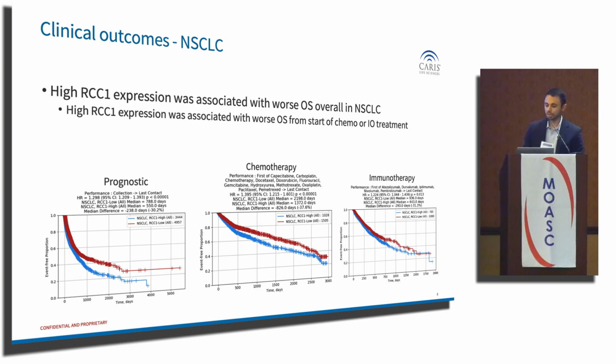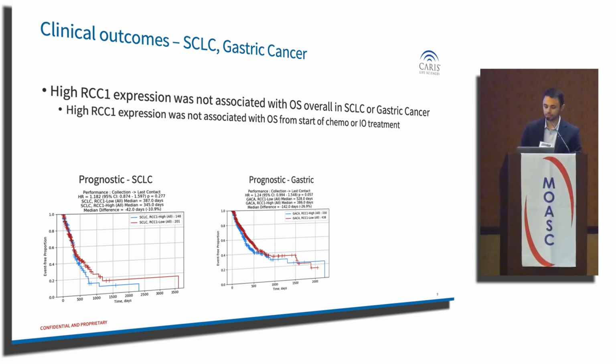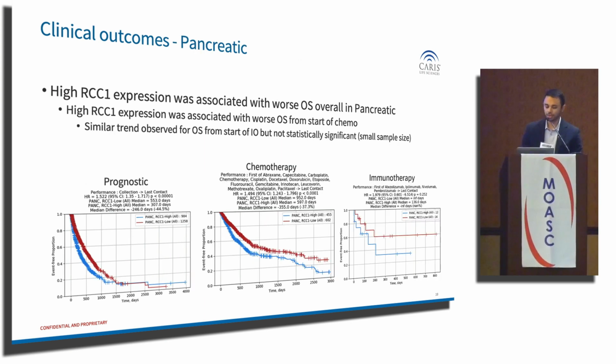In both small cell and gastric cancer, higher RCC1 expression was not associated with overall survival. And then in pancreatic cancer, similar to the prior slides, higher RCC1 expression was associated with worse overall survival. The median overall survival was 553 to 307 days from RCC1 Q1 to Q4 expression.